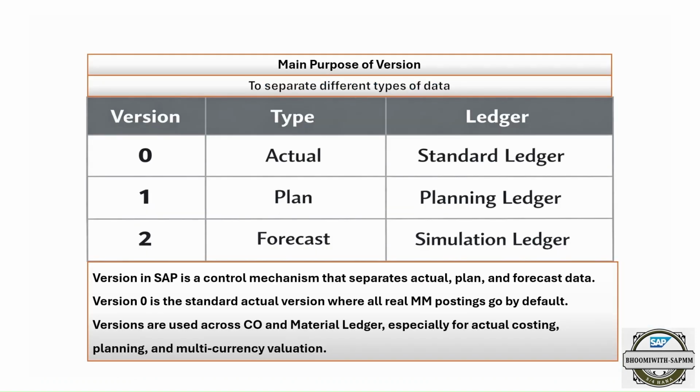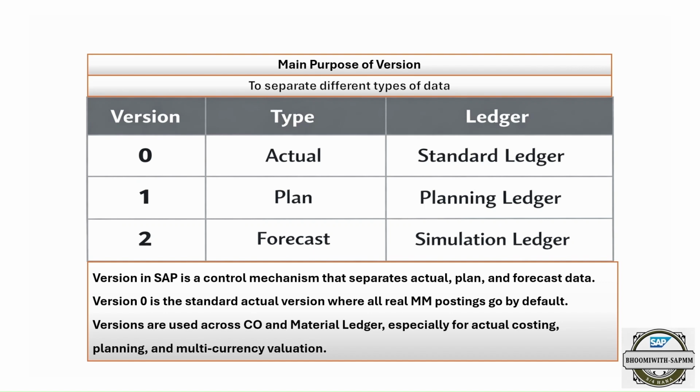The main purpose of versions is to separate different types of data: version 0, version 1 and version 2. Version 0 is type actual, the standard ledger. Version 1 is for plan, the planning ledger. Version 2 is forecast and simulation ledger. A version in SAP is a control mechanism that separates actual, plan and forecast data. Version 0 is the standard actual version where all real postings go by default.